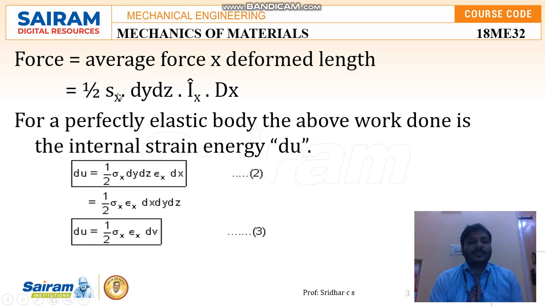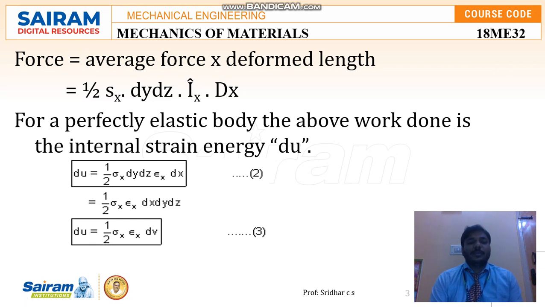The average force is half into sigma x into dy dz, and the deformation is the summation of epsilon x into dx. Here dx, dy and dz are the three planes acting, and the stress is called sigma x, or xx. Based on this formula, we get the equation. Now, for a perfectly elastic body, the above work done is the internal strain energy.